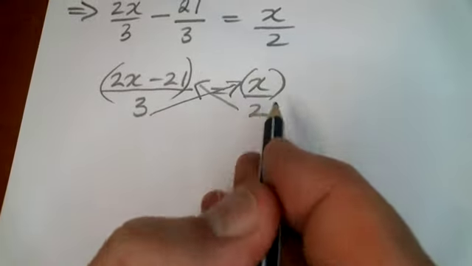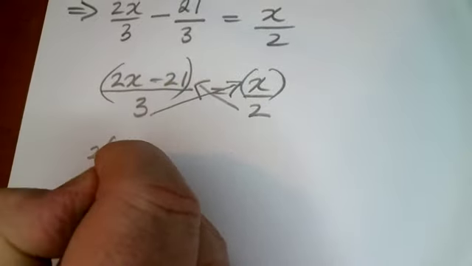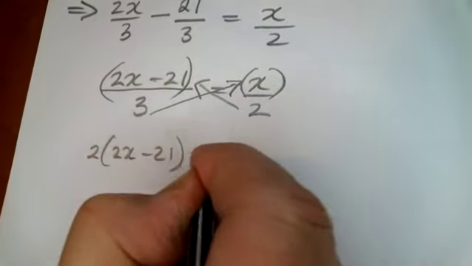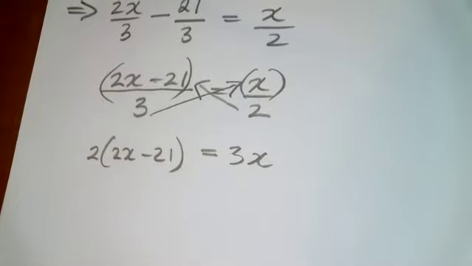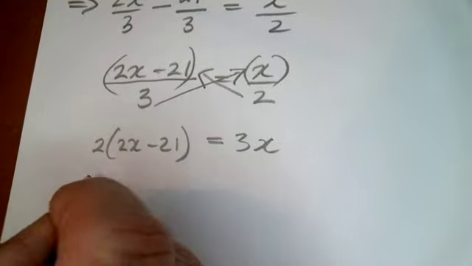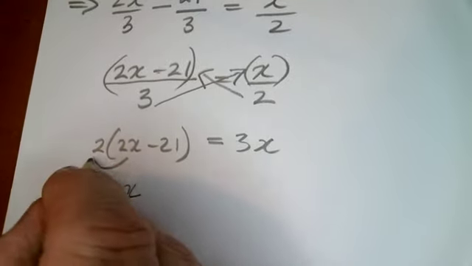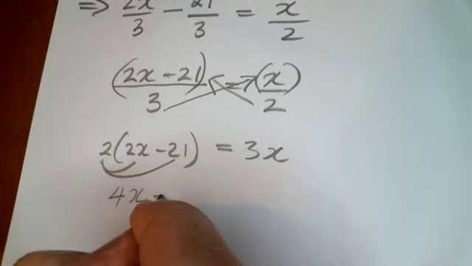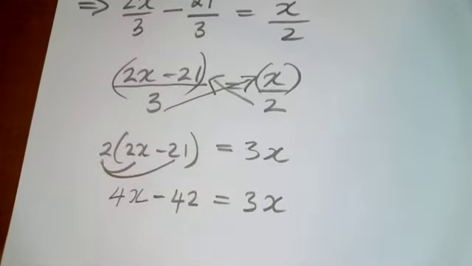So let's do that. So I'm going to multiply 2 by all of this. I'm going to write that out. 2 by 2x minus 21 equals 3 times x. So I'm just going to write 3x. There it is. Now I'm going to multiply this out. So I've got 2 times 2x. That's going to be 4x. And 2 times negative 21, which is going to be negative 42. And all that equals 3x.